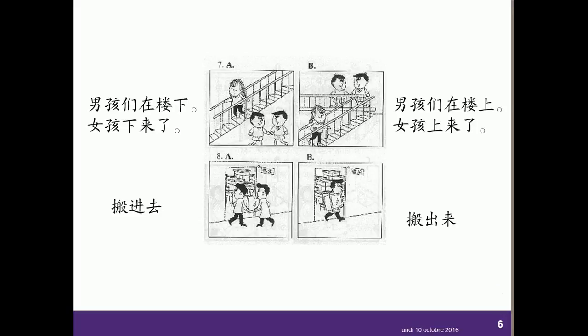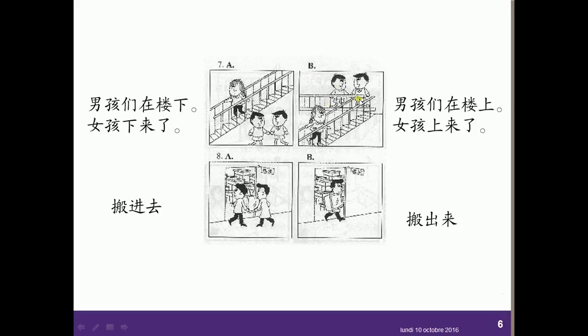For example, the first one, 7A. If the boys are downstairs and they are the speakers, and the girl is coming down, we're supposed to say, 男孩们在楼下, downstairs, 女孩下来了, or you can give them a name. So Louis and Clément were downstairs. So here comes Sophie. Sophie 下来了. The other people 在楼下.